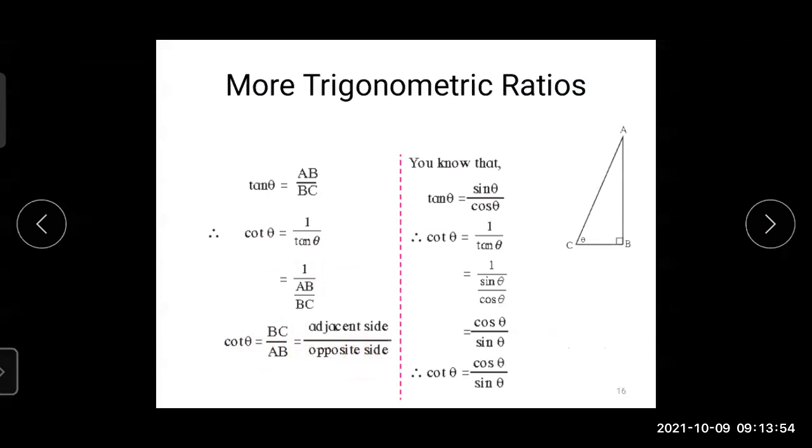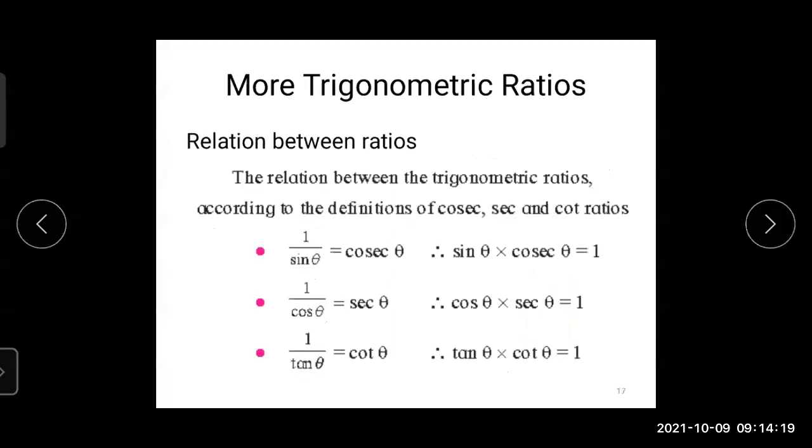So you know that tan theta is sin theta upon cos theta. This you are knowing. So cot theta will be 1 upon tan theta. It is the inverse of tan theta. 1 upon sin theta upon cos theta, it will become cos theta upon sin theta. So cot theta will be cos theta upon sin theta. So these identities you will have to remember.